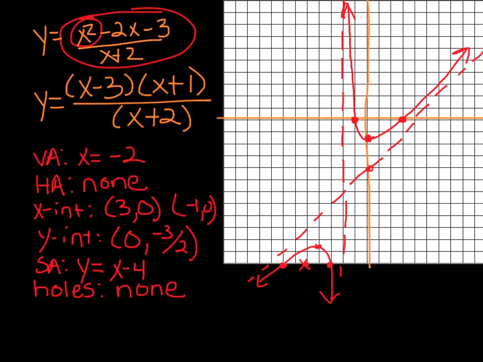Now the domain and the range of this is kind of tough, so I'm not going to make you do it, but domain would be -infinity to -2, -2 to infinity. Range would be -infinity to the top of this hump, and then the bottom of this part up to infinity.